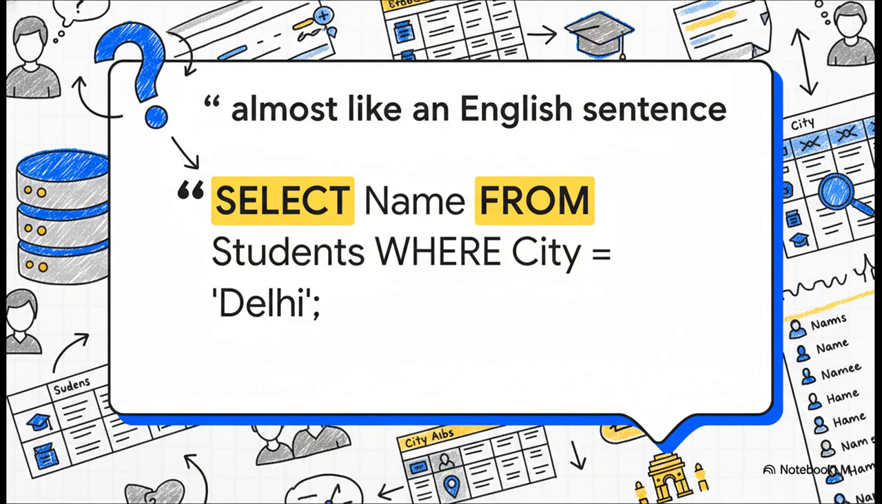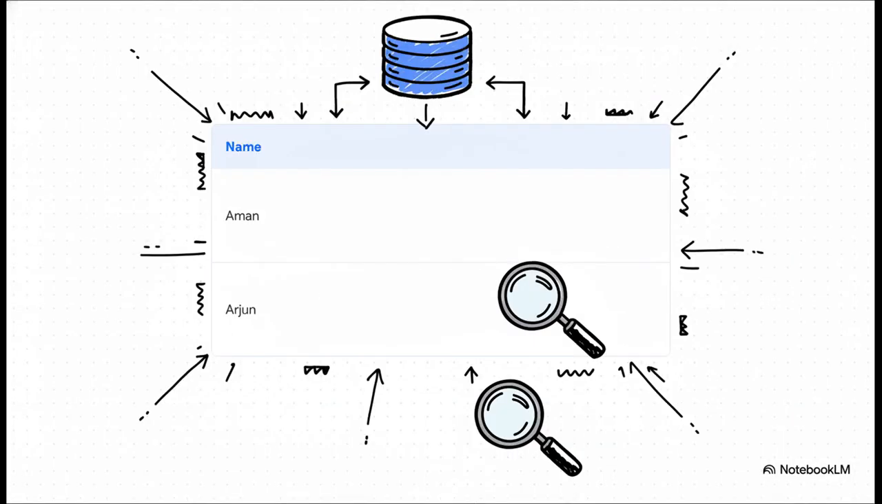All right, so let's say we want to find all the students who live in Delhi. We would write this query. It almost looks like an English sentence, right? Let's break it down. We're saying, select the name column from the students table where the city is Delhi. Pretty straightforward. And boom, just like that, the database gets it. It instantly filters through all the data and gives us exactly what we ask for. It returns only the names of the students from Delhi, Aman and Arjun. No more, no less. Perfectly precise.